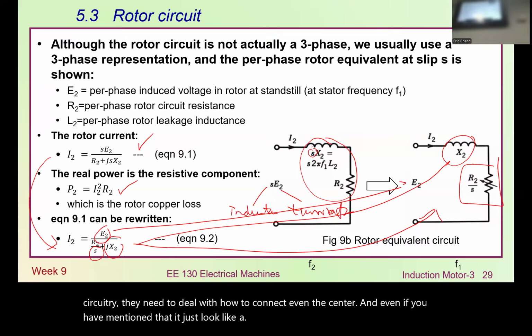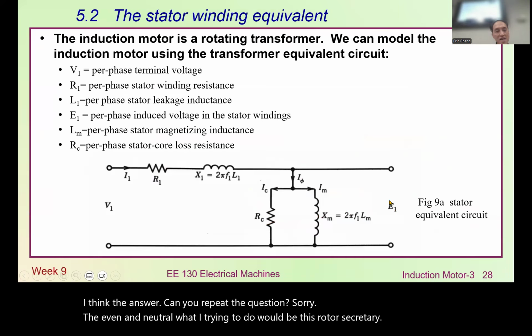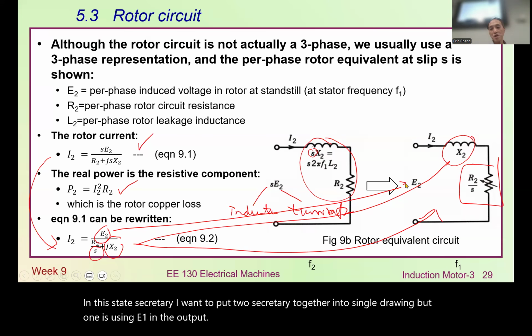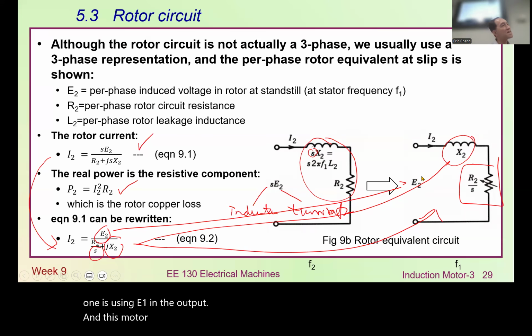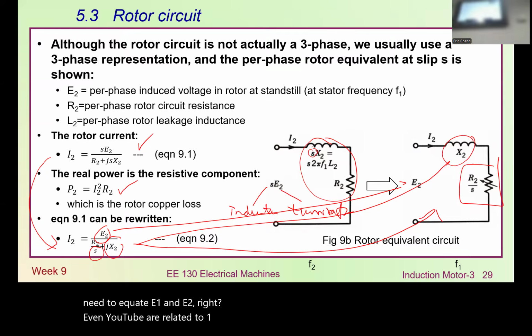Can you repeat the question? Sorry, the E1 and E2 voltage. What I'm trying to do is this: this is a rotor circuitry, and this is a stator circuitry. I want to put the two circuitries together into a single drawing. But one is using E1 in the output, and the rotor circuitry is using E2 in the input. If I want to put them together, I need to equate E1 and E2, right? E1 and E2 are related by one simple ratio.